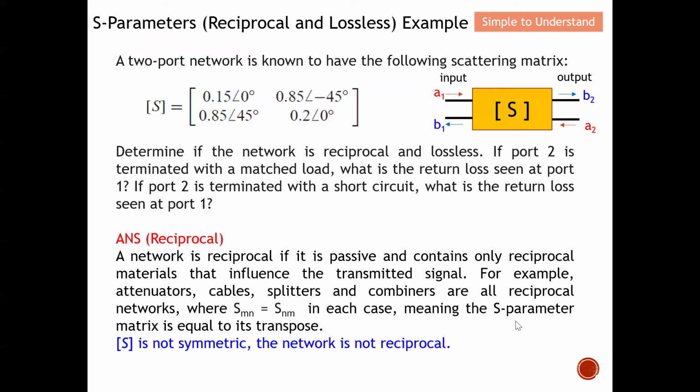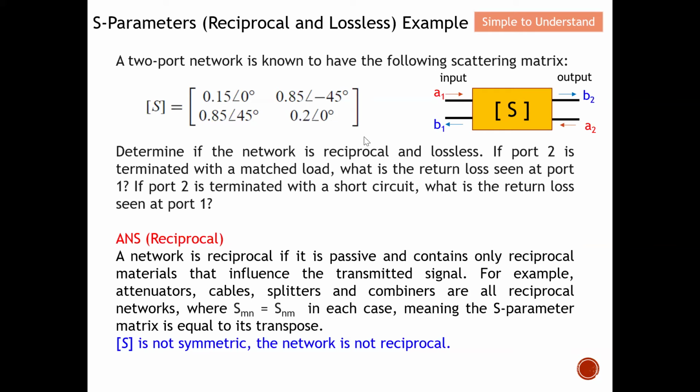This is what I discussed earlier on. Normally, when you buy a DUT, you are given an S parameter as shown over here. In this example, I'm going to show you how we can determine whether the network is reciprocal or lossless. So this will be the first objective. Let's start by discussing this, and I will mention the question later on.